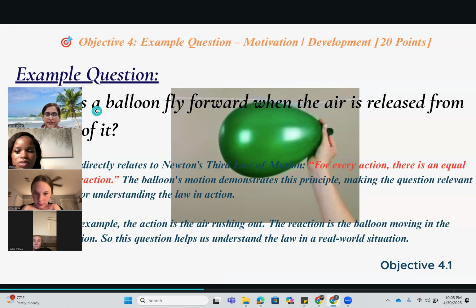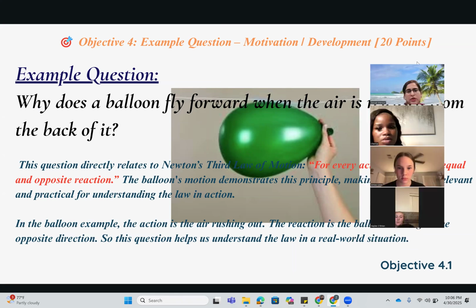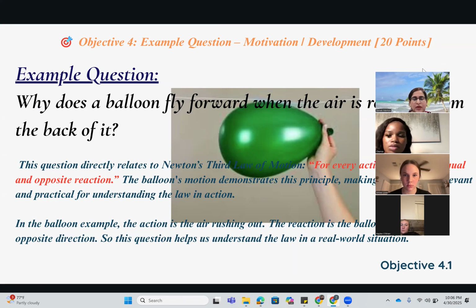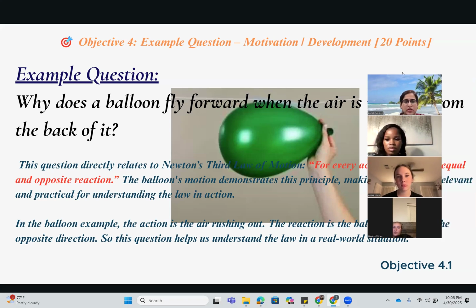All right. Objective 4.1, we chose this question, and I would like to tell why we chose it. Why does a balloon fly forward when the air is released from the back of it? The question directly relates to Newton's third law of motion. For every action, there is an equal and opposite reaction. The balloon's motion demonstrates this principle, making the question relevant and practical for understanding the law in action.